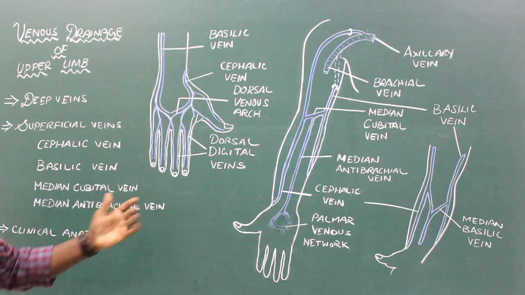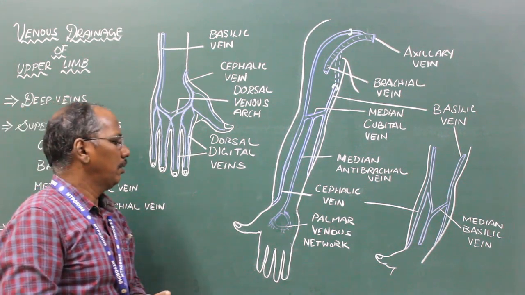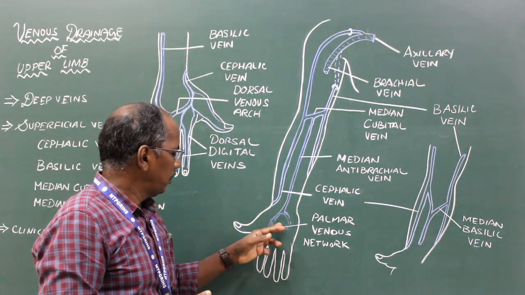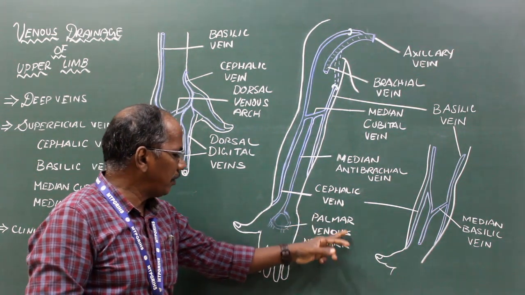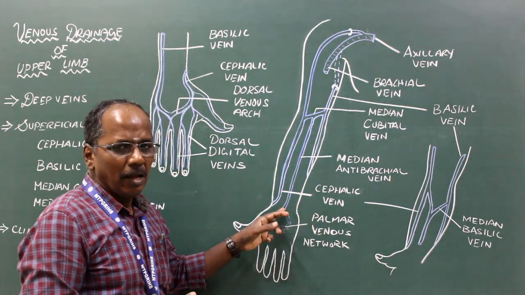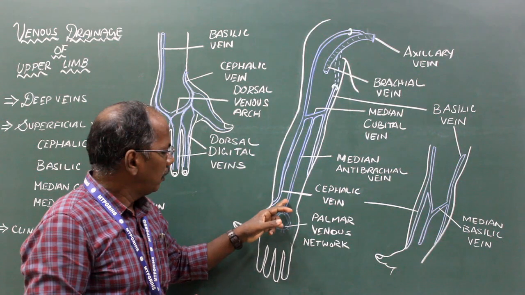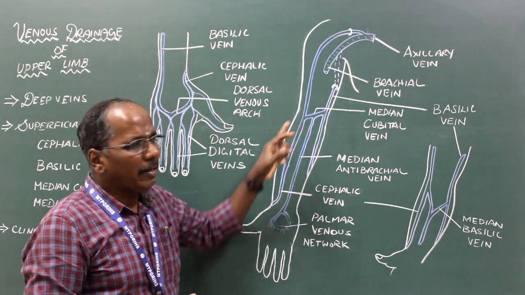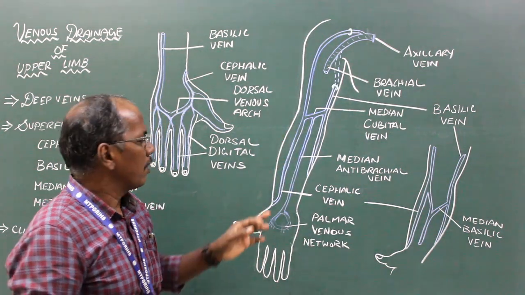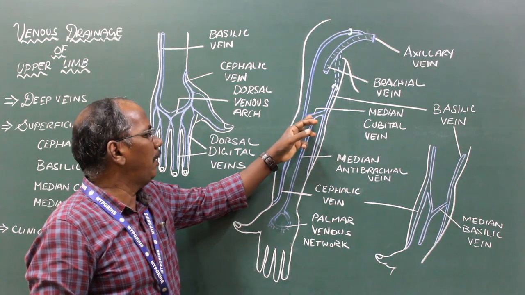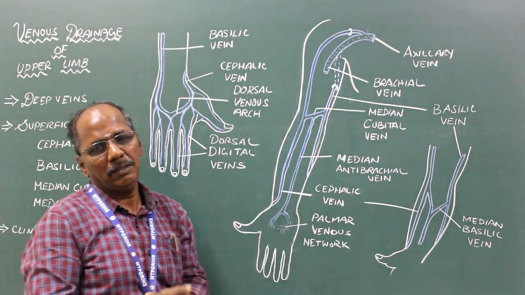Median antebrachial vein. It forms as a continuation of the palmar venous network, ascends in the middle of the anterior aspect of the forearm and finally ends by terminating in the median cubital vein.